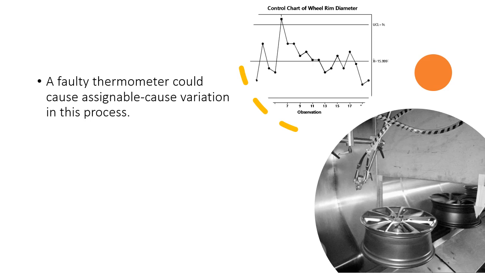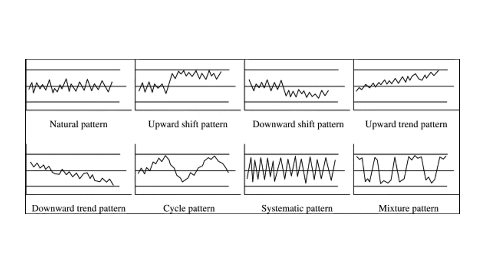Remember that assignable cause variation is caused by something unusual in the process. A process that exhibits assignable cause variation is said to be out of control. In some cases, the control chart may reveal a pattern in the data. The mean could be decreasing or suddenly changing. The variation can increase or decrease over time, even if the mean remains constant.